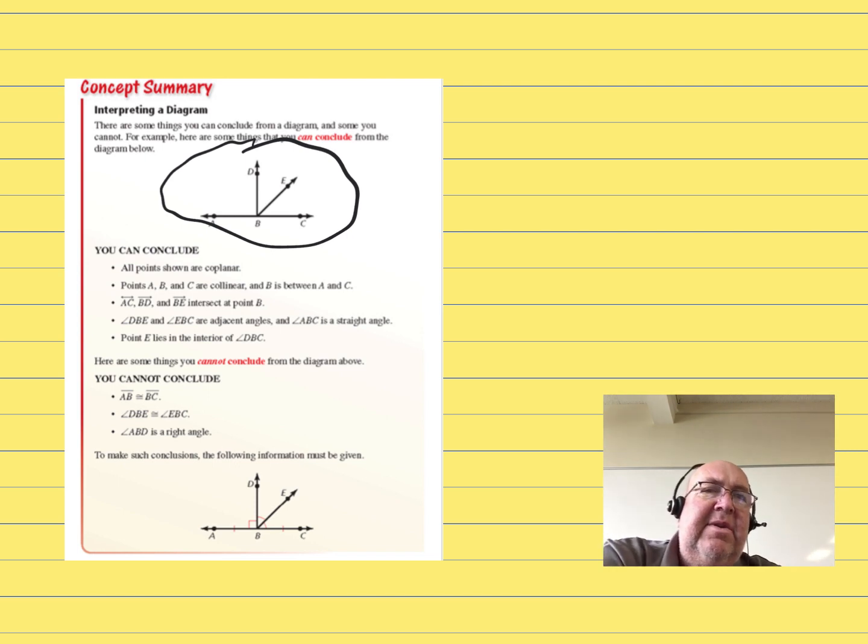What we do not know from this drawing is that AB and BC are congruent. For that to be true, you would have to have these little red marks added on both sides. We can't tell from the original drawing that the angles DBE and EBC are congruent. Again, we can see the angle marks marked down below. And finally, without the little box in there, we can't tell that ABD is a right angle.